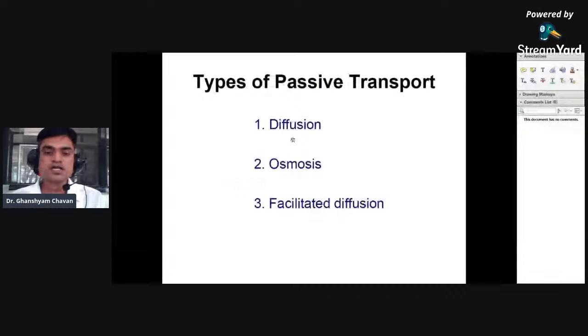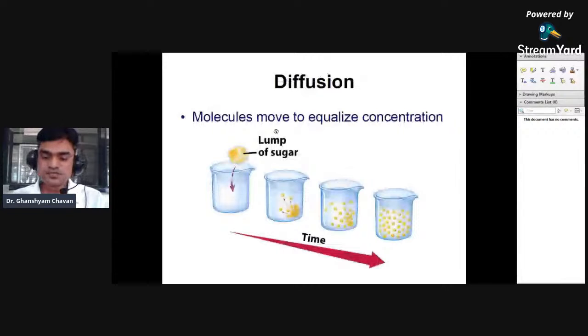Now we will discuss types of passive transport. There are three types of passive transport available here: first is diffusion, second is osmosis, and third is facilitated diffusion. First, diffusion. What is diffusion? Diffusion is nothing but the movement of molecules to equalize concentration.